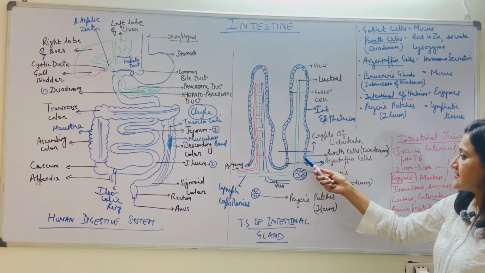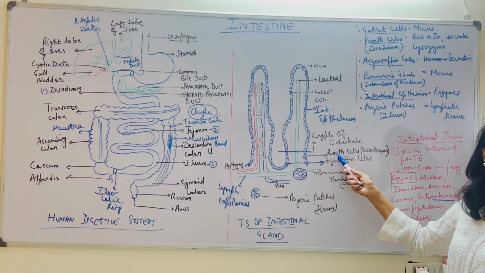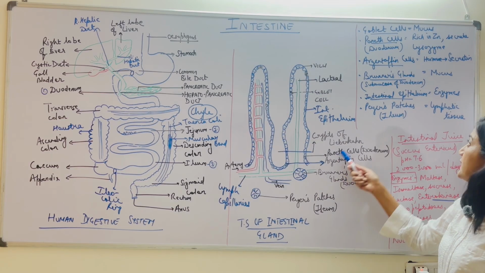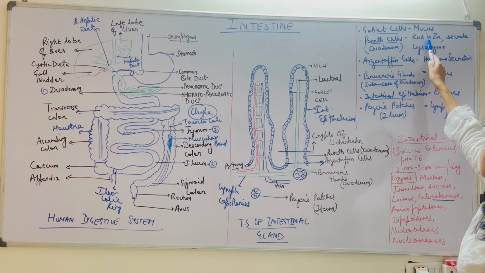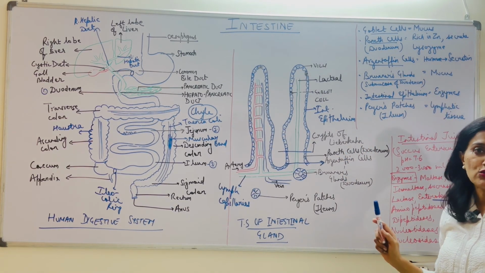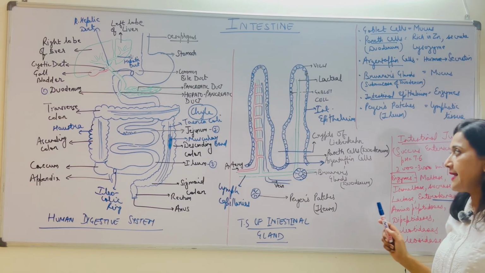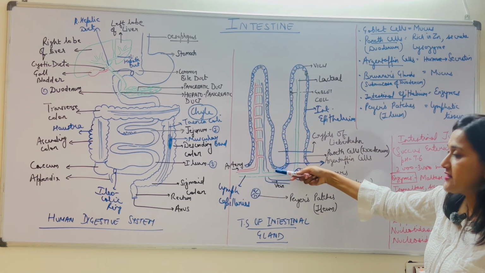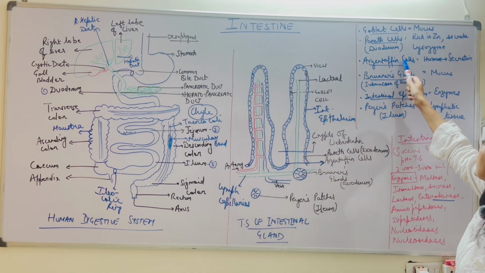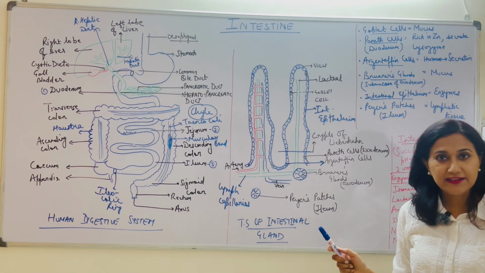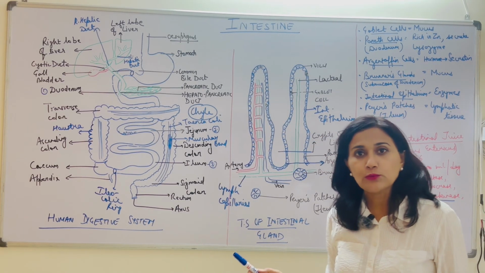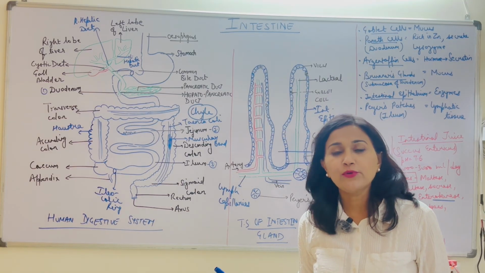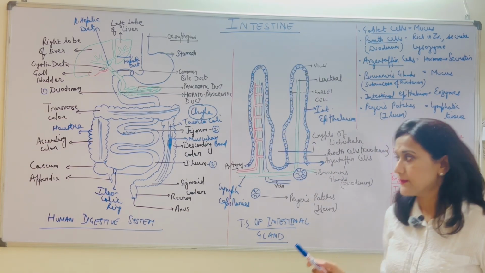The other cells are Paneth cells, which are more present in the duodenal region, and Paneth cells are rich in zinc and they secrete lysozyme, which is an antibacterial enzyme. Then we have the argentaffin cells, which are more towards the base of the crypts of Lieberkühn, and these produce the hormone secretin. The function of this hormone is to secrete bicarbonates from the pancreatic juice.